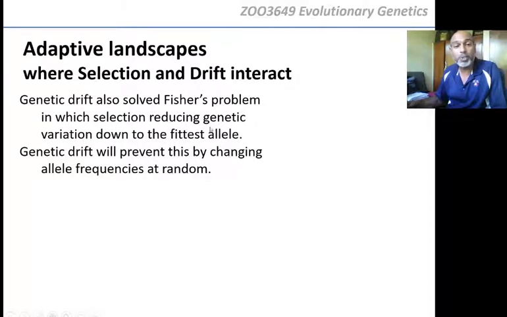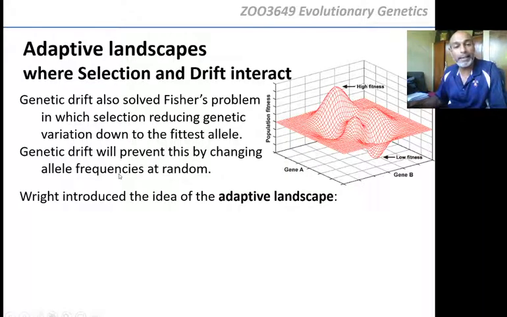The problem is selection is reducing the genetic variation to the fittest allele. Drift can prevent this by changing the frequency of the alleles at random. Okay? Right, I figured this out and introduced this idea called the adaptive landscape.